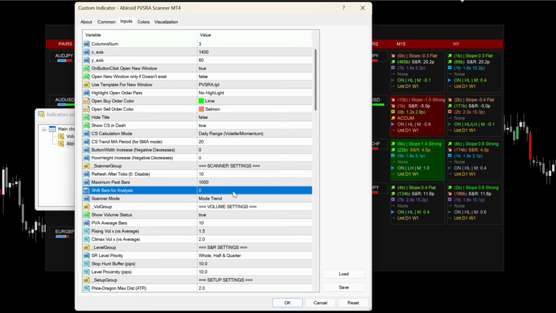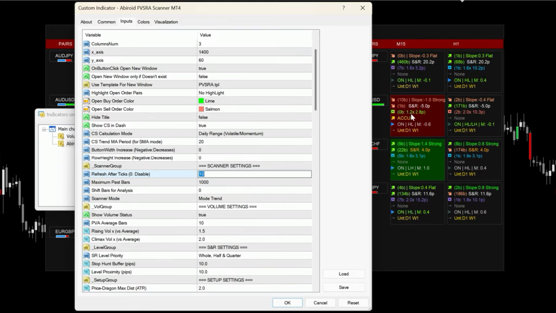Which is why, since the scanner can get a bit heavy based on how many pairs, how many time frames you have, I would suggest to leave it at least at 10, maybe even 20 if you have a lot more pairs. Like if you see that the scanner is getting stuck or if your MT4 is hanging, then be sure to check this. You might have set it to a very low value. And max past bars won't go beyond these bars for any of the calculations.